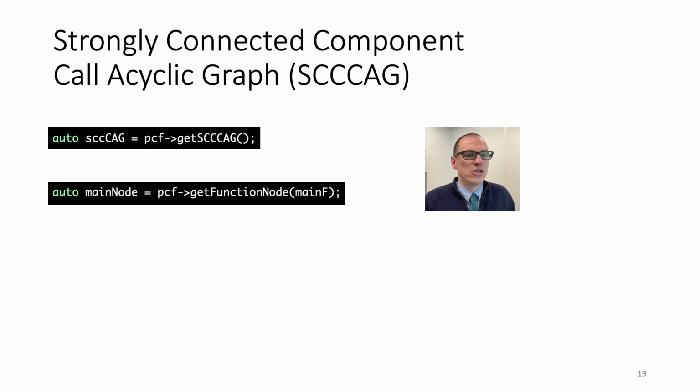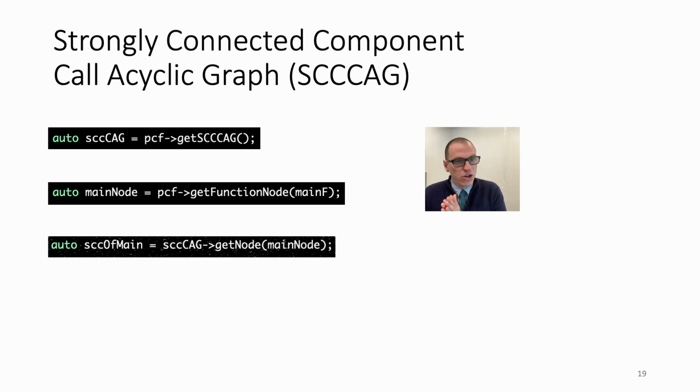So to do this, you fetch the node of the program call graph that represents a given function, like using the previous API we have already seen. And then from that node, you can use the SCCCAG object and using the API getNode to retrieve the SCC, or the nodes of the SCCCAG object, that the input node belongs to. And if what it returns is indeed an SCC, then you know that that function belongs to a recursion.